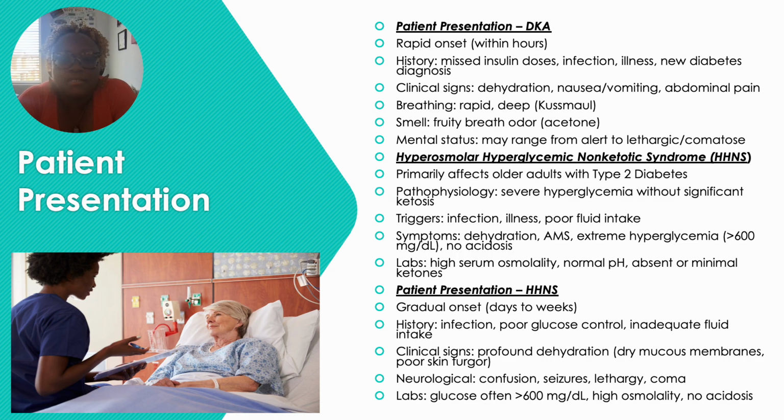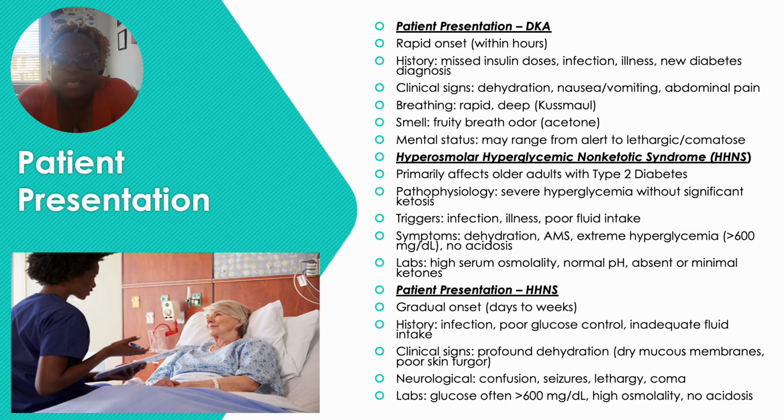Some of the clinical signs and symptoms are dehydration, nausea, vomiting, abdominal pain. They might be breathing rapidly, those Kussmaul breathing. Fruity breath. Mental status may be altered, may range from alert to lethargic to comatose.